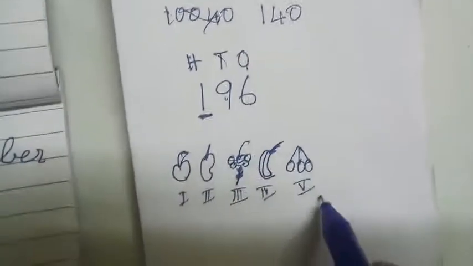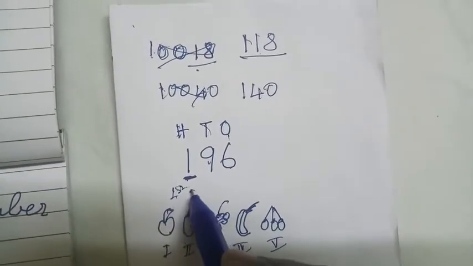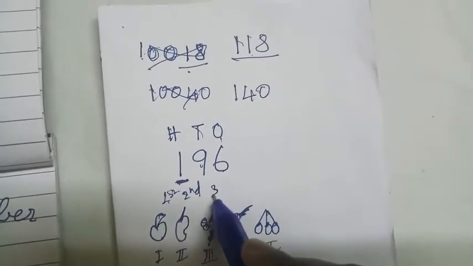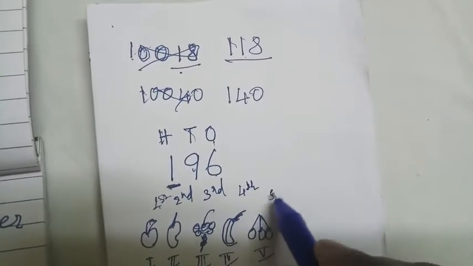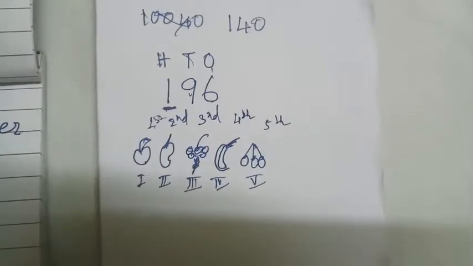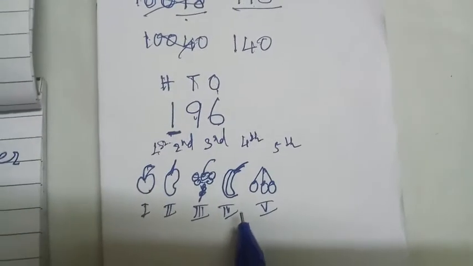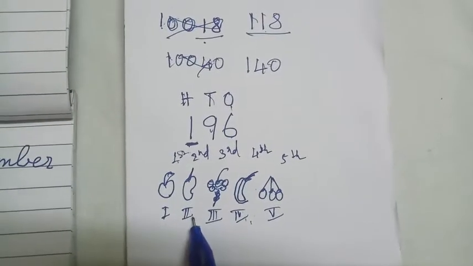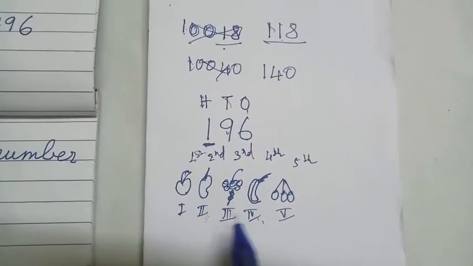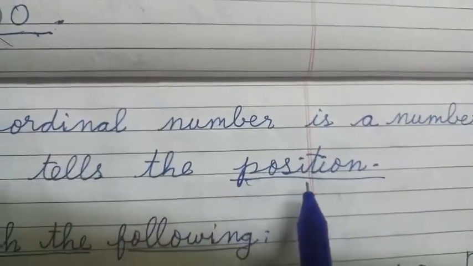I have written in Roman numbers. The other numbers also I taught you in the Zoom class: first, second, third, fourth, fifth. In the names also we studied. Okay. Now banana is in which position? The fourth place. Banana is in the fourth place. Mango is in which position? Second. That is, the ordinal number tells the position. Position spelling you have already learned in the spelling words.